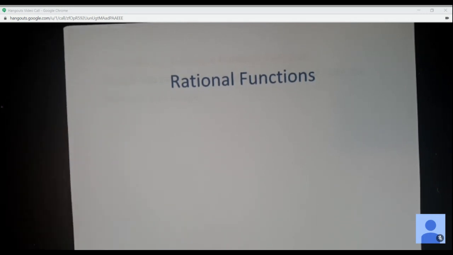This is a new section, yeah. Sorry, I can tell you which section it is. It should be 0.6, rational functions.